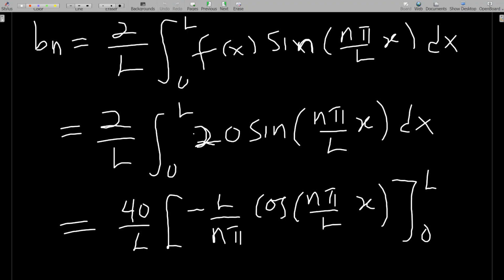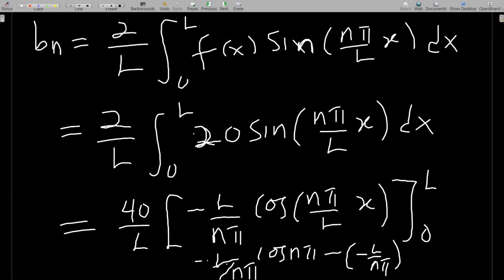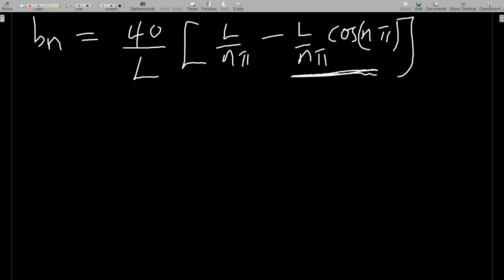Look at here, when you put the L in, here will be minus L over n pi, then cos of n pi, because when you put x equals L, it will cancel the L here. Then minus, already have minus L over n pi in front again, then you put a 0 in, that will equal 0, so that will be times 1. So the minus will just go, and here it will be plus. So this whole thing plus this, I can write as this whole thing minus the other one, because there's a negative in front, and that's what we have here.